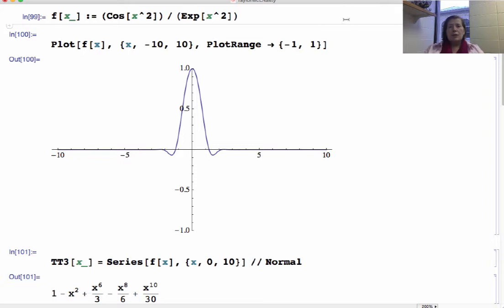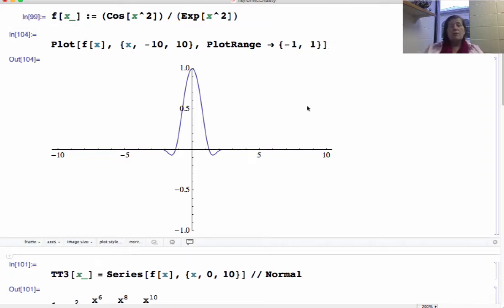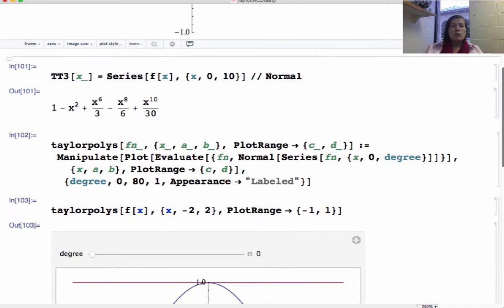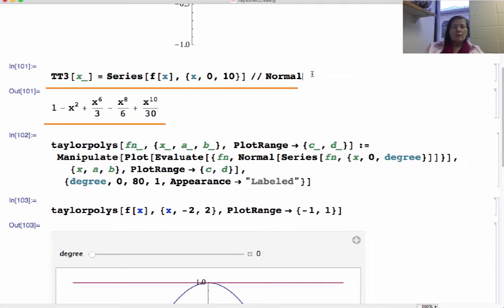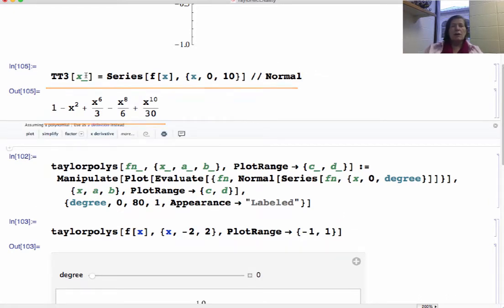And here I've plotted the graph of the function, and you can see that it's quite complicated. For values of x between minus 10 and 10, the graph looks like this. Of course, I can approximate the values of this function using a Taylor polynomial. And here I've generated the Taylor polynomial of degree 10 for f of x centered at 0. So in other words, it's the Maclaurin polynomial of degree 10.